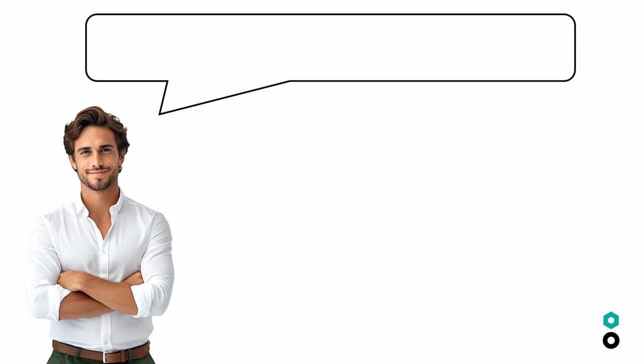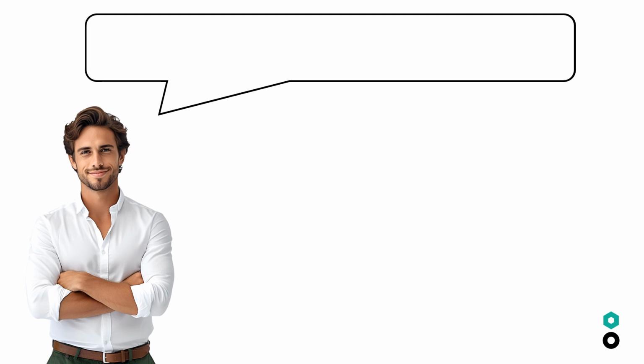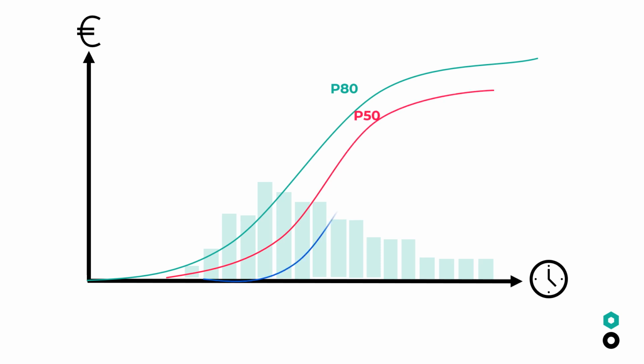Okay, Millie, I agree. Let's add your proposed buffer for 80% confidence level to the budget, so that we have enough contingency for risks and uncertainties. Can you also tell me when I need to make the money available? Yes, of course. The probabilistic cash flow curve indicates the budget needed during the project.